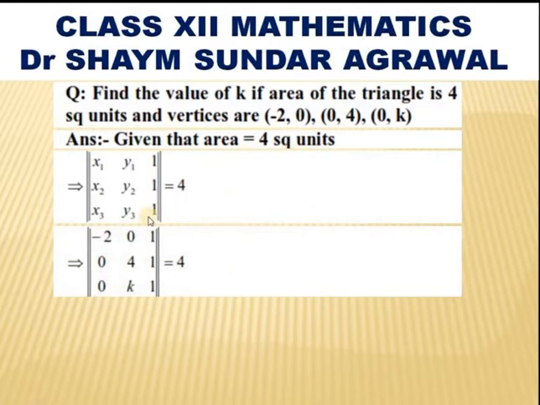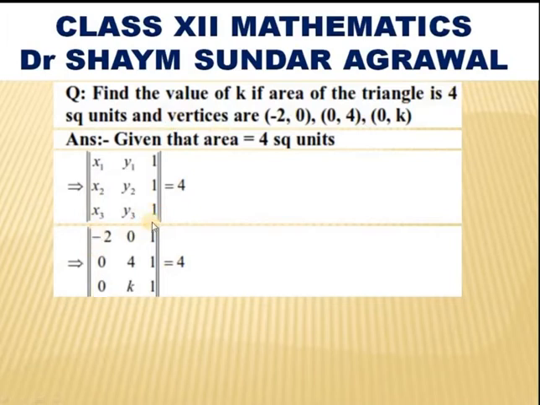See here, the area is not 4, it is 2, that is half into the determinant of x1, y1, 1, x2, y2, 1, x3, y3, 1 is equal to 2. So, the half goes to the other side, and it is 4. It was wrongly written 4; the area is 2.